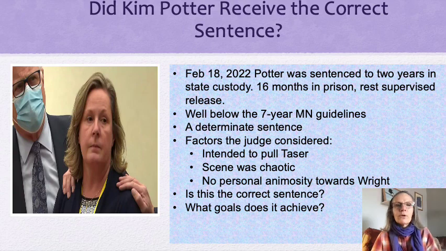Think about the other goals that we've learned about in this lecture as you're trying to answer that question.